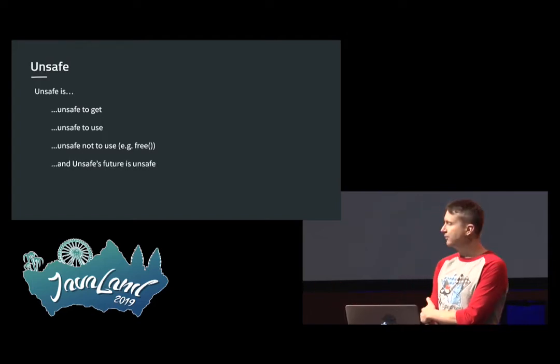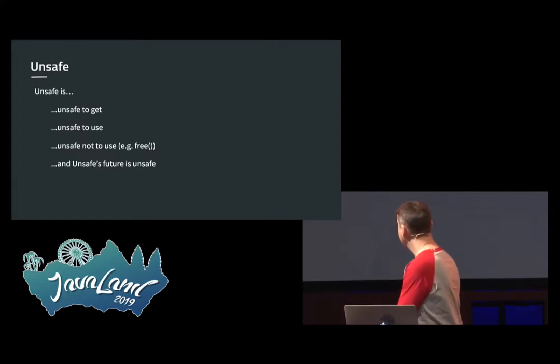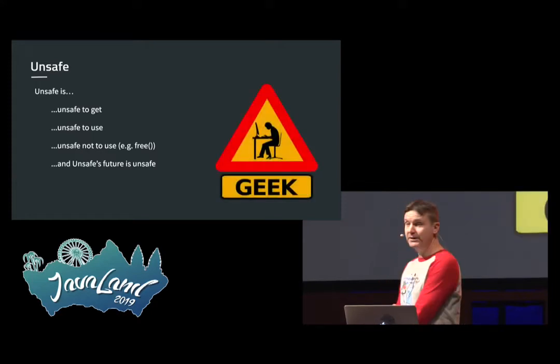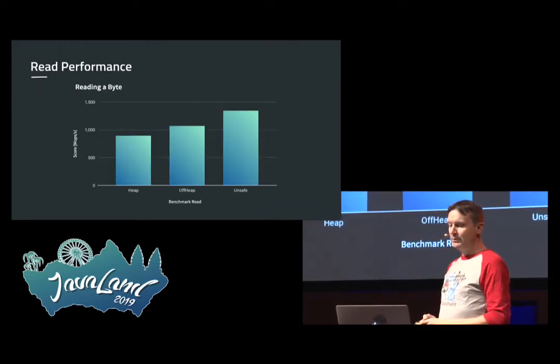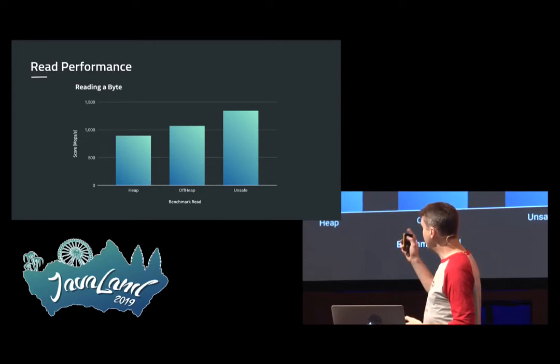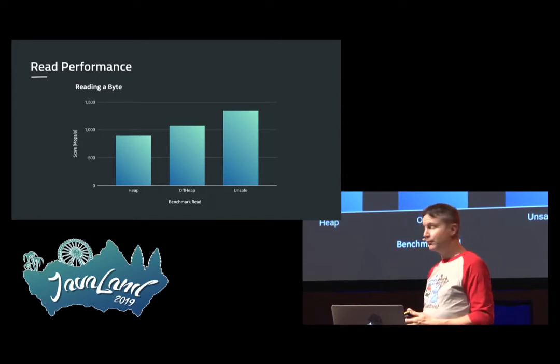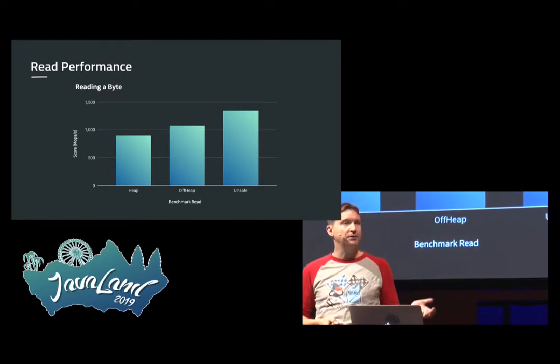Unsafe, at least, not all of unsafe's features are unsafe. So I guess they picked a good name. This is kind of pure geek territory, so stay away from that if you don't have to go there. When we look at read performance, for example, we see that if you allocate on heap, we get a fair amount of performance. It's better off heap, and unsafe obviously has the best performance because you have no safety nets.